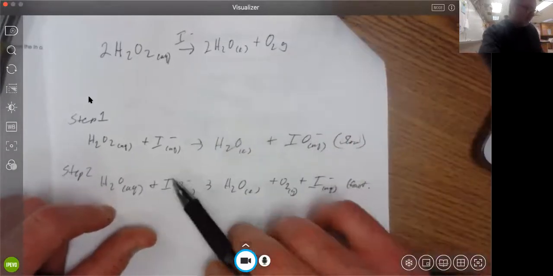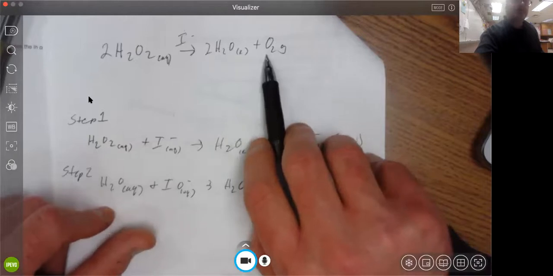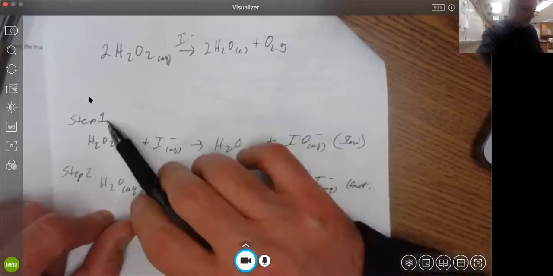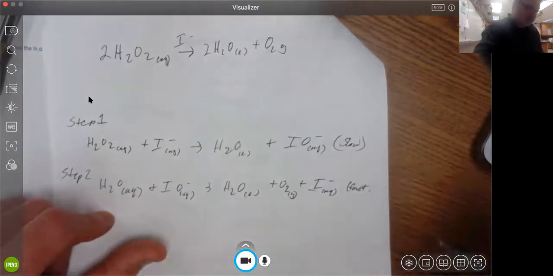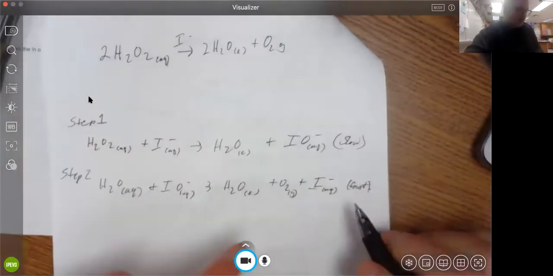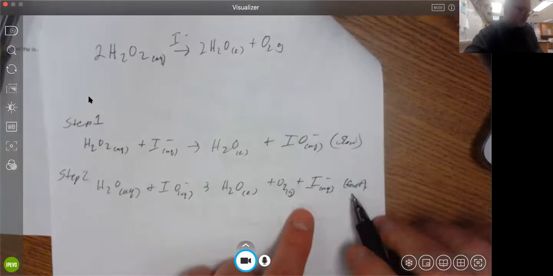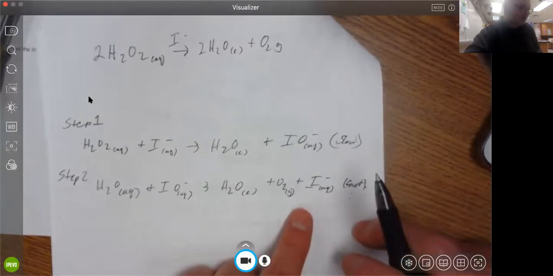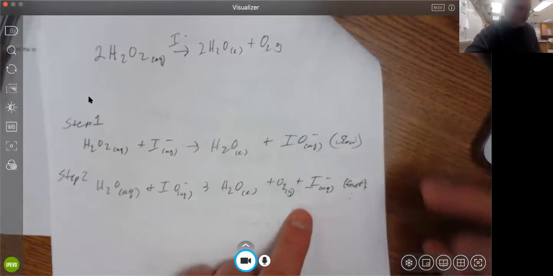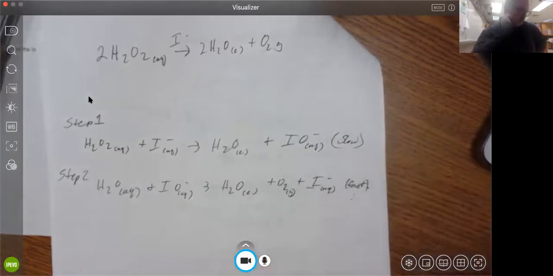If we take a look, if this is our overall reaction, we have step 1 and step 2. This is a slow step. Apologize for my handwriting. I did this pretty quickly this morning. I want you to go ahead. Actually, I think maybe you should at least write down somewhere the intermediates.